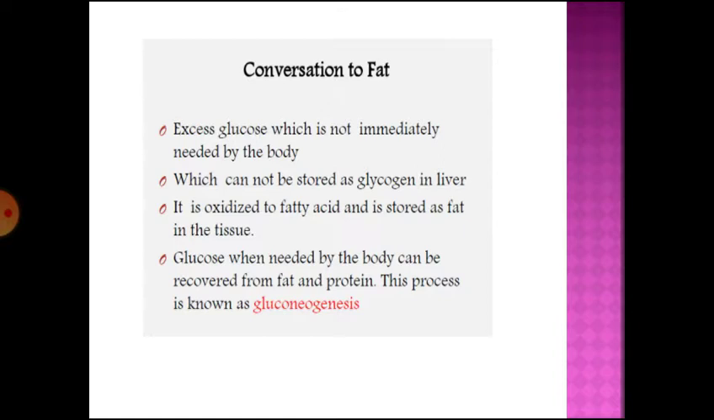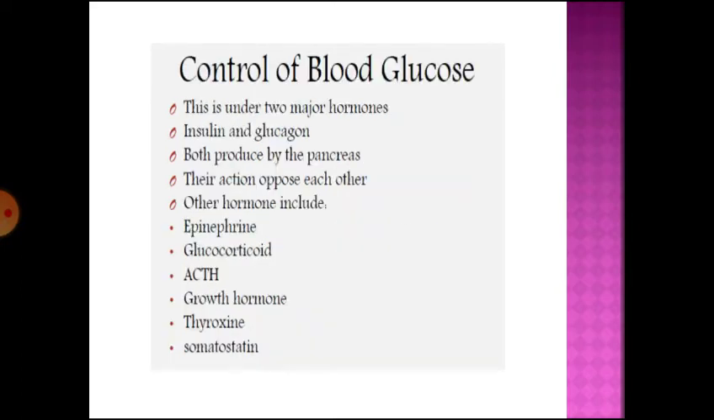So here, glucose can be stored as glycogen in the liver, and can be converted to fat and stored in other tissue. Glucose, when needed by the body, can be recovered from fat and protein. This process is known as gluconeogenesis. So gluconeogenesis means the formation of glucose from other sources like glycogen or fat or other proteins.